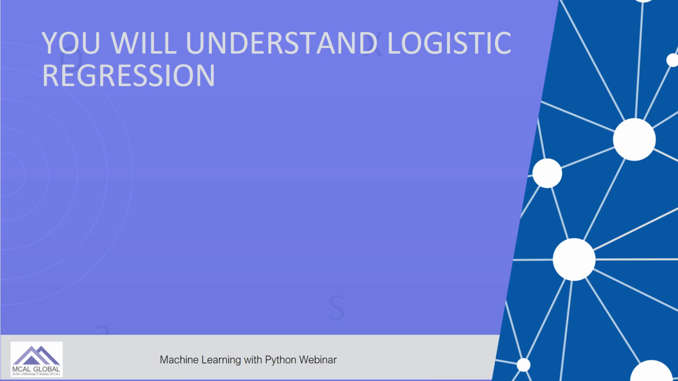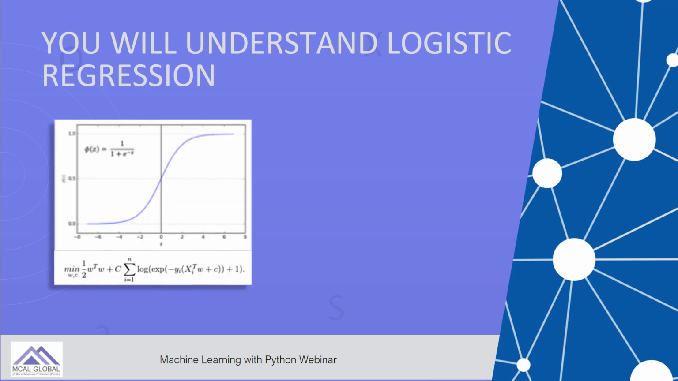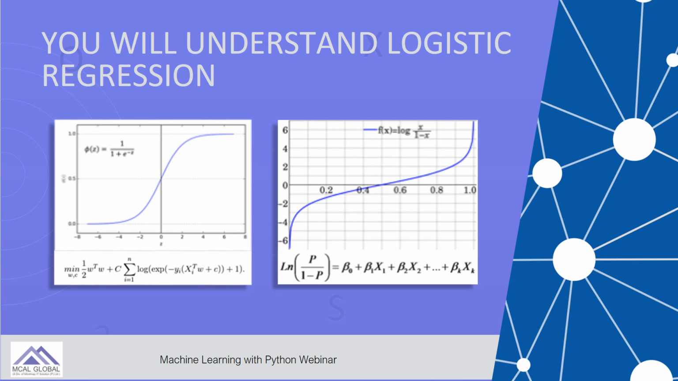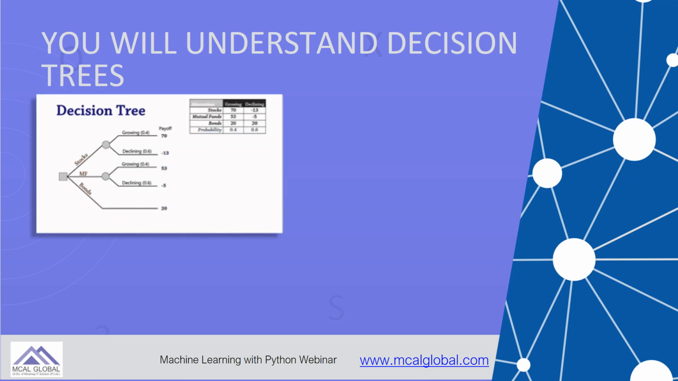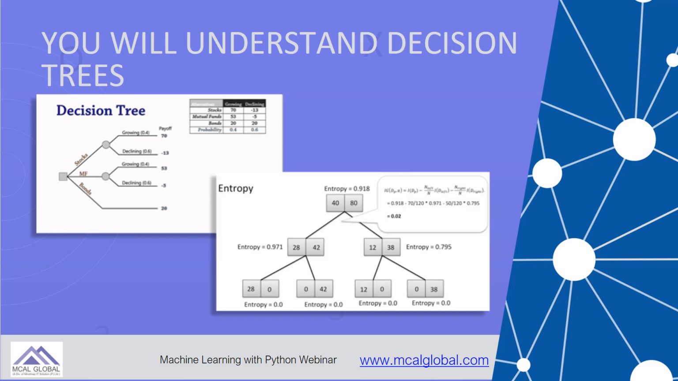You will learn how a sigmoid function and a logit function can be used to start doing binary classification with a regression-like model. This is also called logistic regression. You will also understand what is a decision tree. How does it work? How is entropy and information gain used to build an effective decision tree? You will build decision tree models in Python using the out-of-the-box SciKit-Learn libraries.